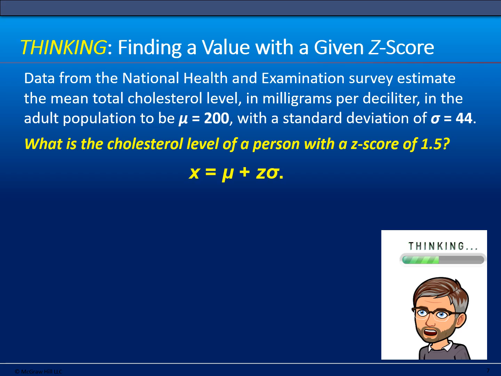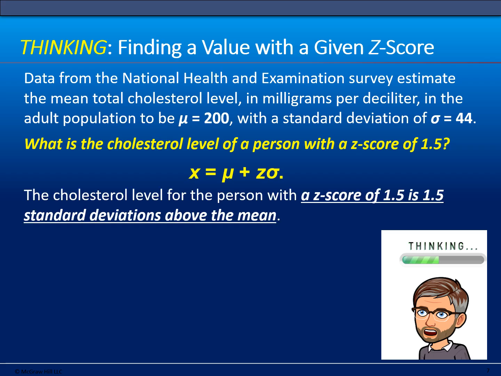Data from the National Health and Nutrition Examination Survey estimate the mean total cholesterol level in milligrams per deciliter in the adult population to be mu equals 200 with a standard deviation of 44. What is the cholesterol level of a person with a z-score of 1.5? This is simply a plug and play. So again, if you haven't tried it already, hit pause, solve it, and then come back.